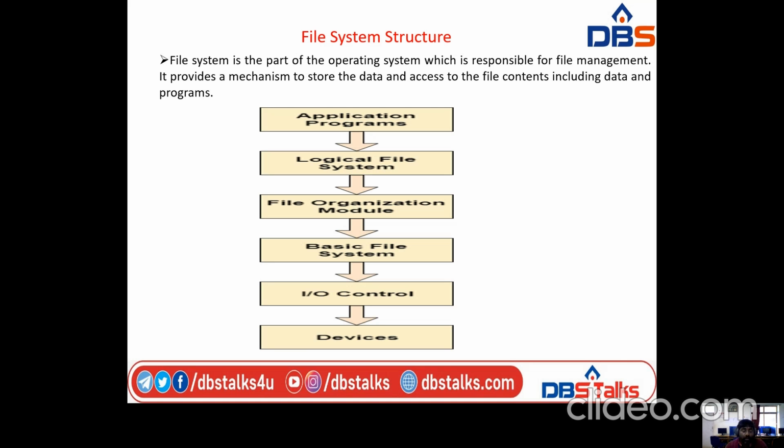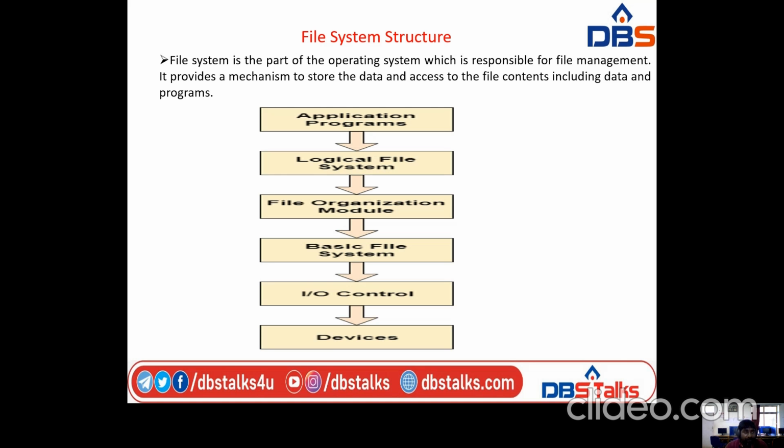Once the file organization module decides which physical block the application program needs, it passes this information to the basic file system. The basic file system is responsible for issuing the commands to the IO control in order to fetch those blocks. The IO control contains the code by which it can access the hard disk. These codes are known as device drivers. At the same time, the IO control is also responsible for handling the interrupts. Okay, so this is the representation of the file system structure.